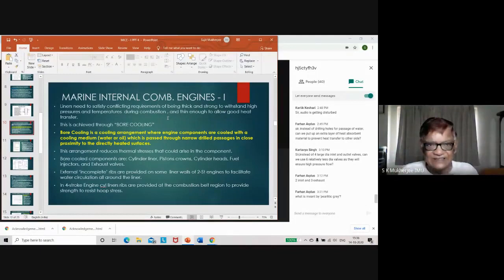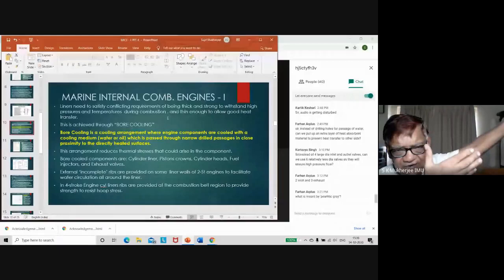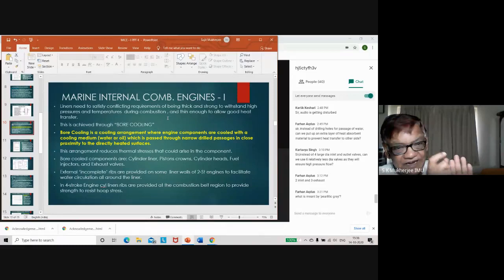So you make it thick so it can take the physical forces arising out of the gas pressure, to take the circumferential hoop stress. It can be taken. Now, you drill holes through that thick part of the combustion belt, through the liner, as close as possible to the combustion wall. All right. So any heat which takes place on the surface of the wall is immediately removed by the cooling water. So that material does not have a very high temperature differential.